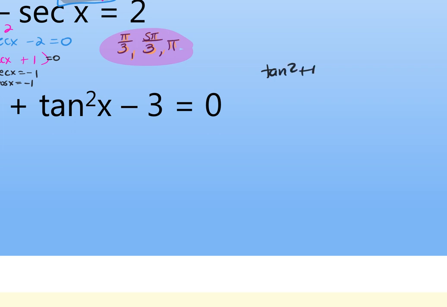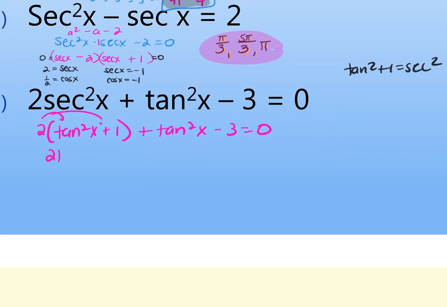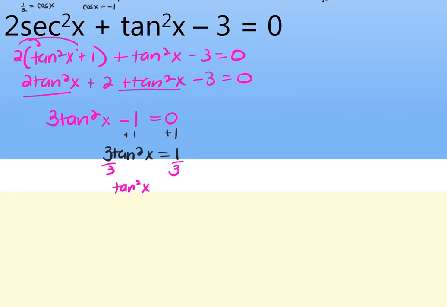tan squared plus 1 equals secant squared. So in place of secant, I'm going to put tan squared x plus 1. Then I'm going to distribute the 2 to get 2 tan squared x plus 2 plus tan squared x minus 3. Combine your like terms, and I get 3 tan squared x minus 1 equals 0. Add the 1. 3 tan squared x equals 1. Divide by 3. Tan squared x equals 1/3.